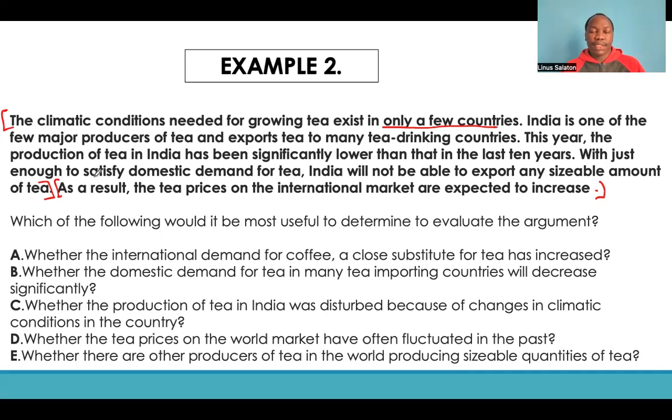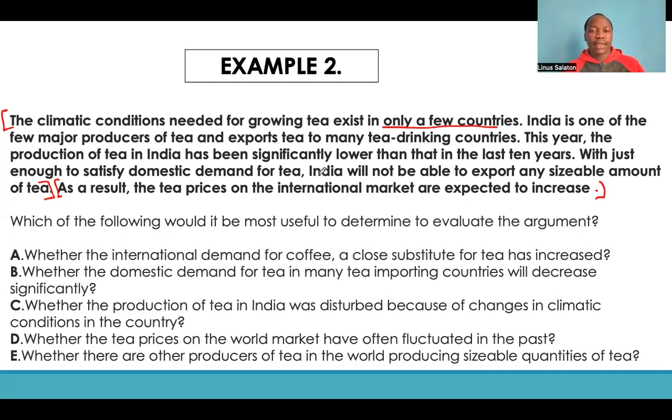So from this passage, or this argument, we are being told that due to climatic conditions, India, which is only one of a few countries in the world that produce and export tea, has had its production this year lower than in the last 10 years. So for that reason, they have decided to satisfy local demand first and not export that much tea to other countries as they did before. So as a result of this, the tea prices in the international market are expected to increase.